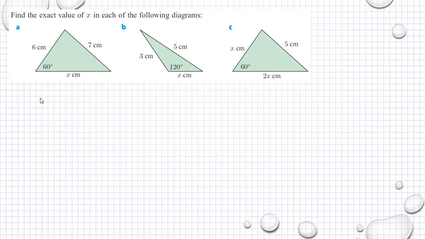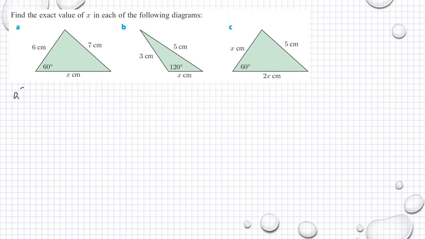Okay, some more examples. Find the exact value of x in each of the following diagrams. We will start with A. Can we use the sine rule? We have one angle, and we have all the sides that we need to find. We're not finding the area, so we're not going to use the area formula for a triangle. This is a cosine rule.